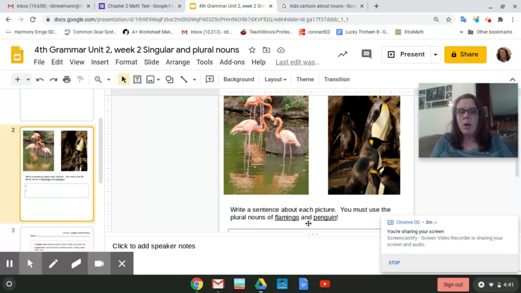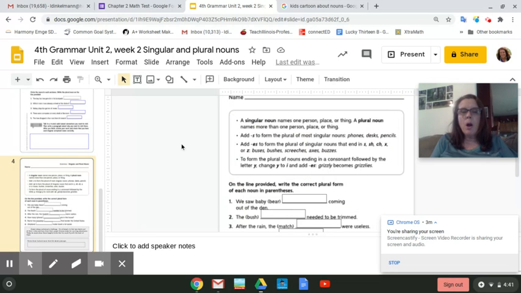So hopefully, you will write two sentences, and they should both be at least 8 words with proper capitalization and punctuation, please. Now, our next thing that we're going to do is on slide 4. I'm sorry, I jumped ahead of myself here. My Chromebook likes to do that sometimes. I'm sure you have similar issues with yours.